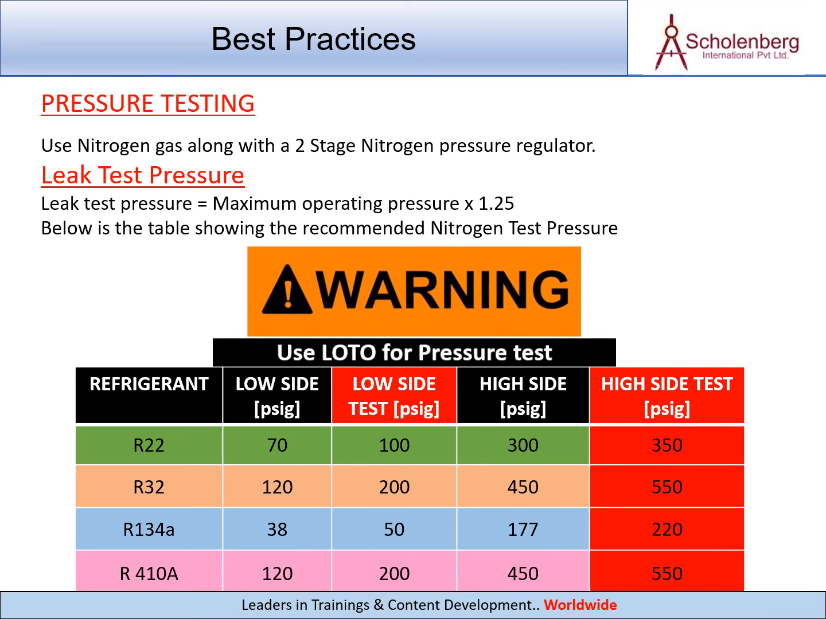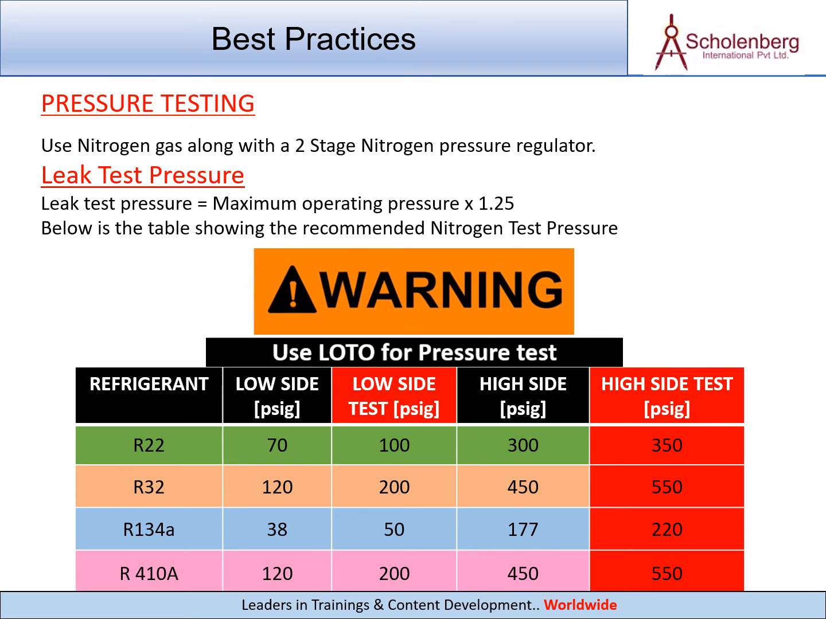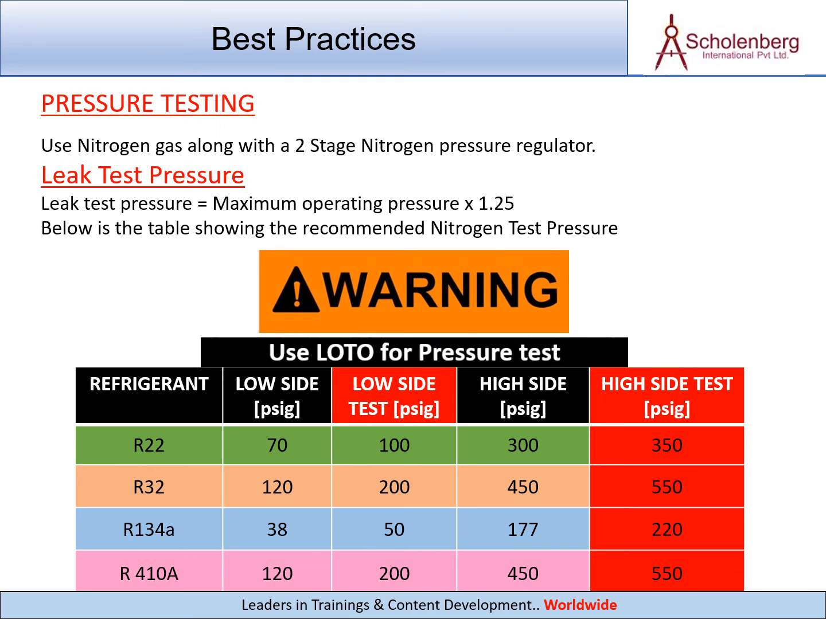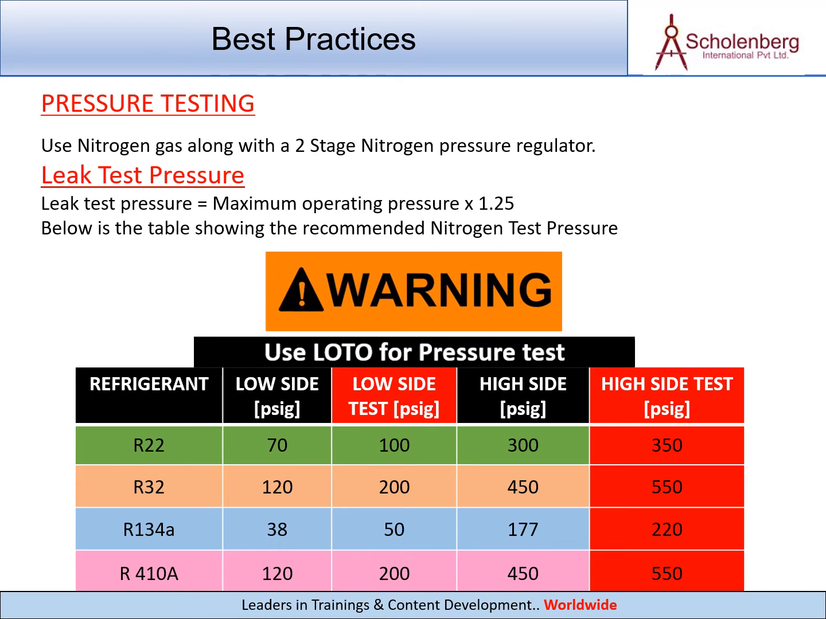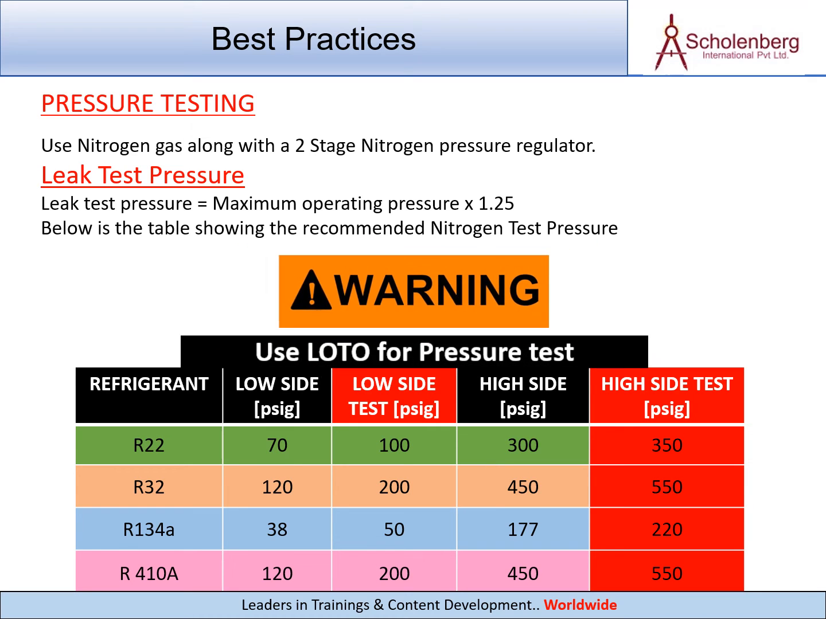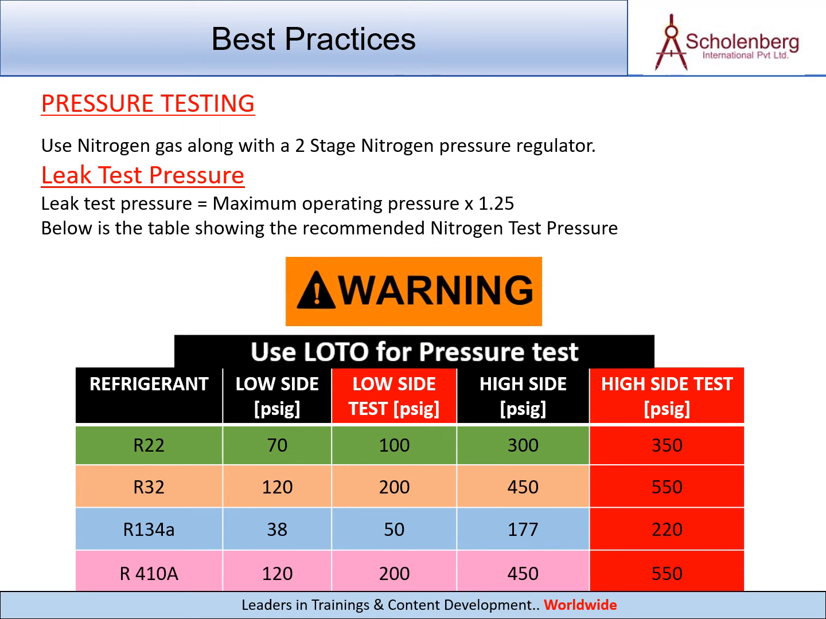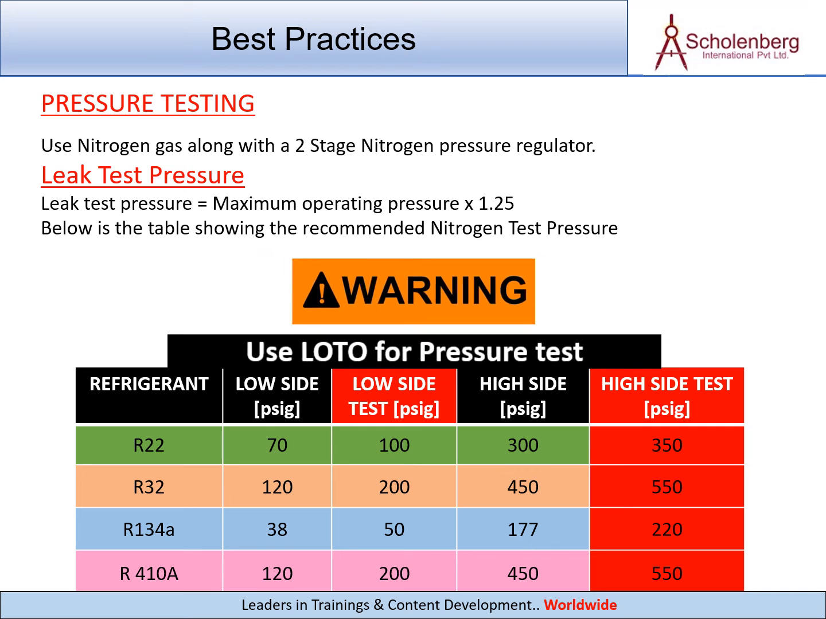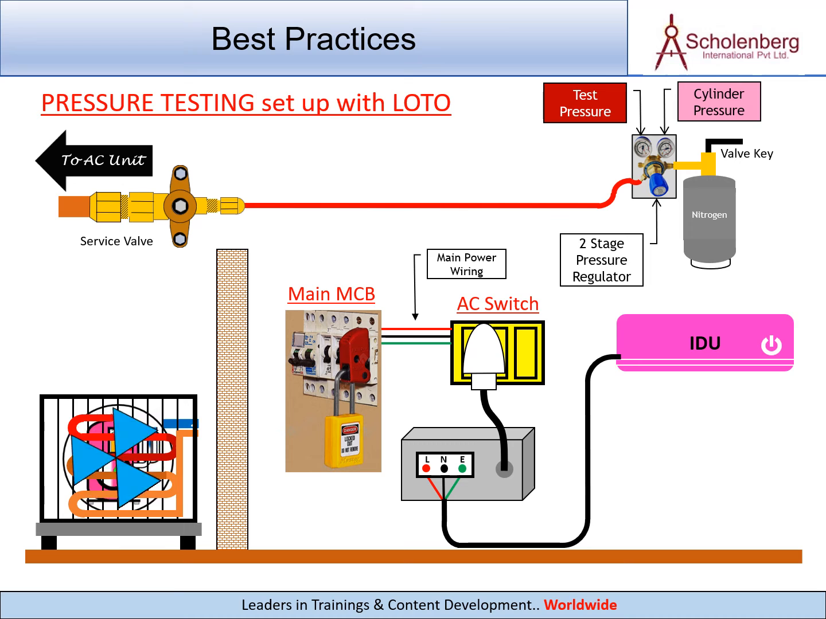Pressure testing. Use nitrogen gas along with a 2-stage nitrogen pressure regulator. Leak test pressure equals maximum operating pressure multiplied by 1.25. Below is the table showing the recommended nitrogen test pressure. Pressure testing setup with LOTO.